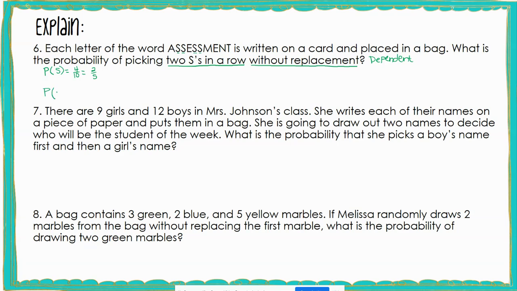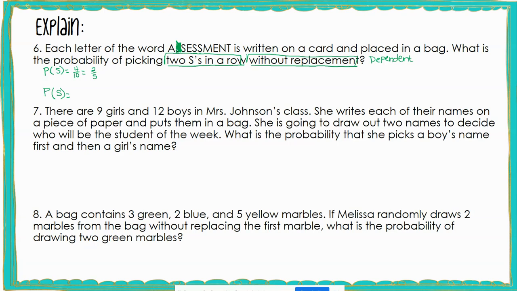Then we want to find the probability of another S. Well, we remember that we took an S out because we are looking for the probability of 2 S's in a row without replacement. So that means when we took this first S, we did not take it back. So I'm going to look at the word assessment without one of the S's. Well, now there are only 9 total letters in the word.